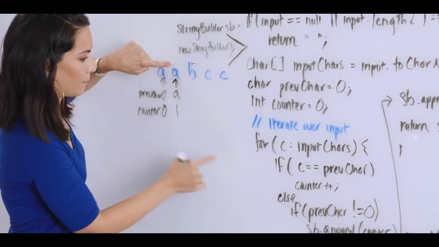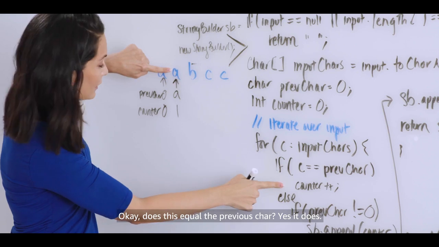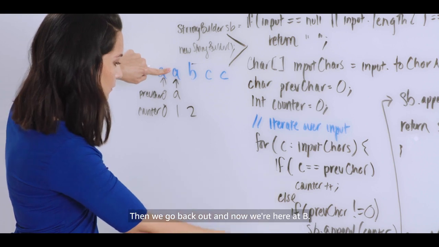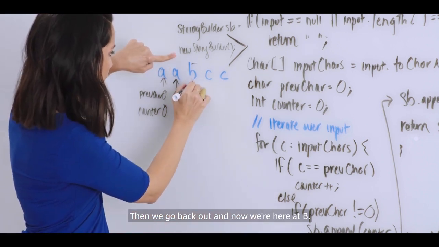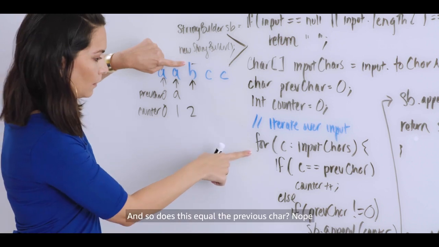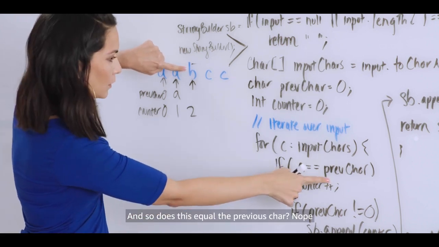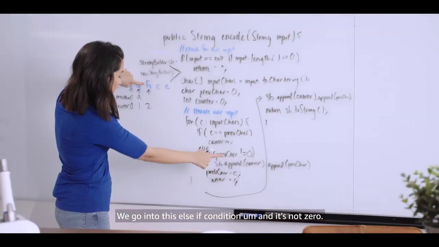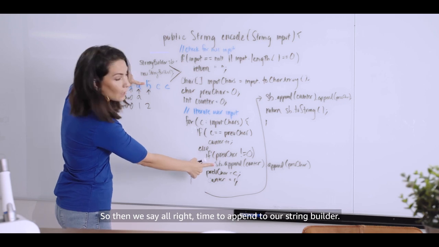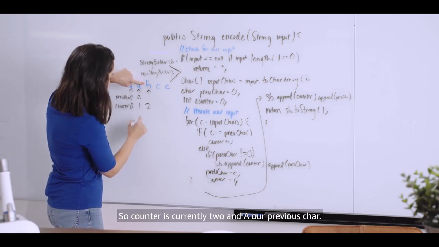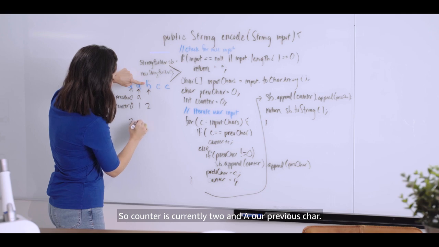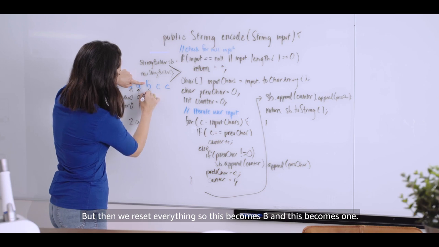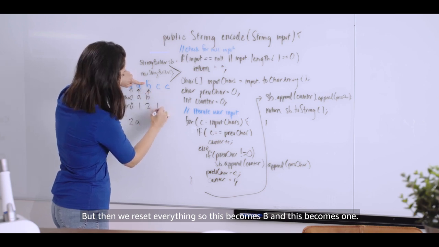Now here I am at the second A. Okay, does this equal the previous char? Yes, it does. So we increment the counter. Then we go back out, and now we're here at B. And so does this equal the previous char? Nope. We go into this else if condition, and it's not 0. So then we say, all right, time to append to our string builder. So counter is currently 2 and A, our previous char. But then we reset everything. So this becomes B, and this becomes 1.